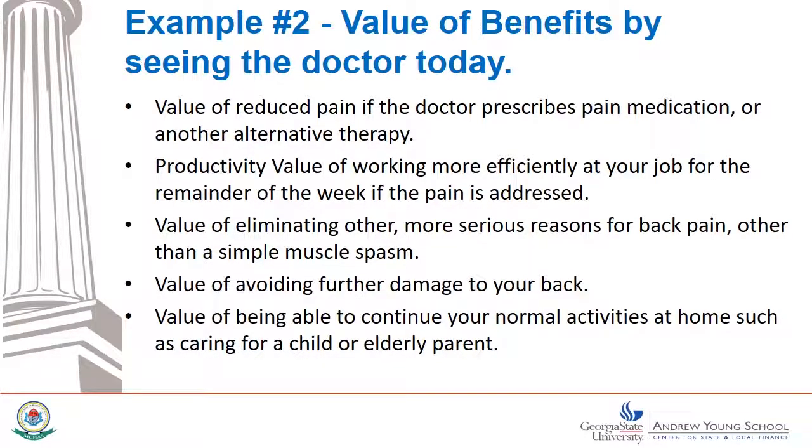There is value in having the doctor eliminate other, more serious reasons for your back pain, other than just a simple muscle spasm. There is a value in avoiding further damage to your back. And there's value in being able to continue your normal activities at home, such as caring for a child or an elderly parent. In summary, this example demonstrates ways to quantify some of the personal benefits and costs of a choice to do or not do something.